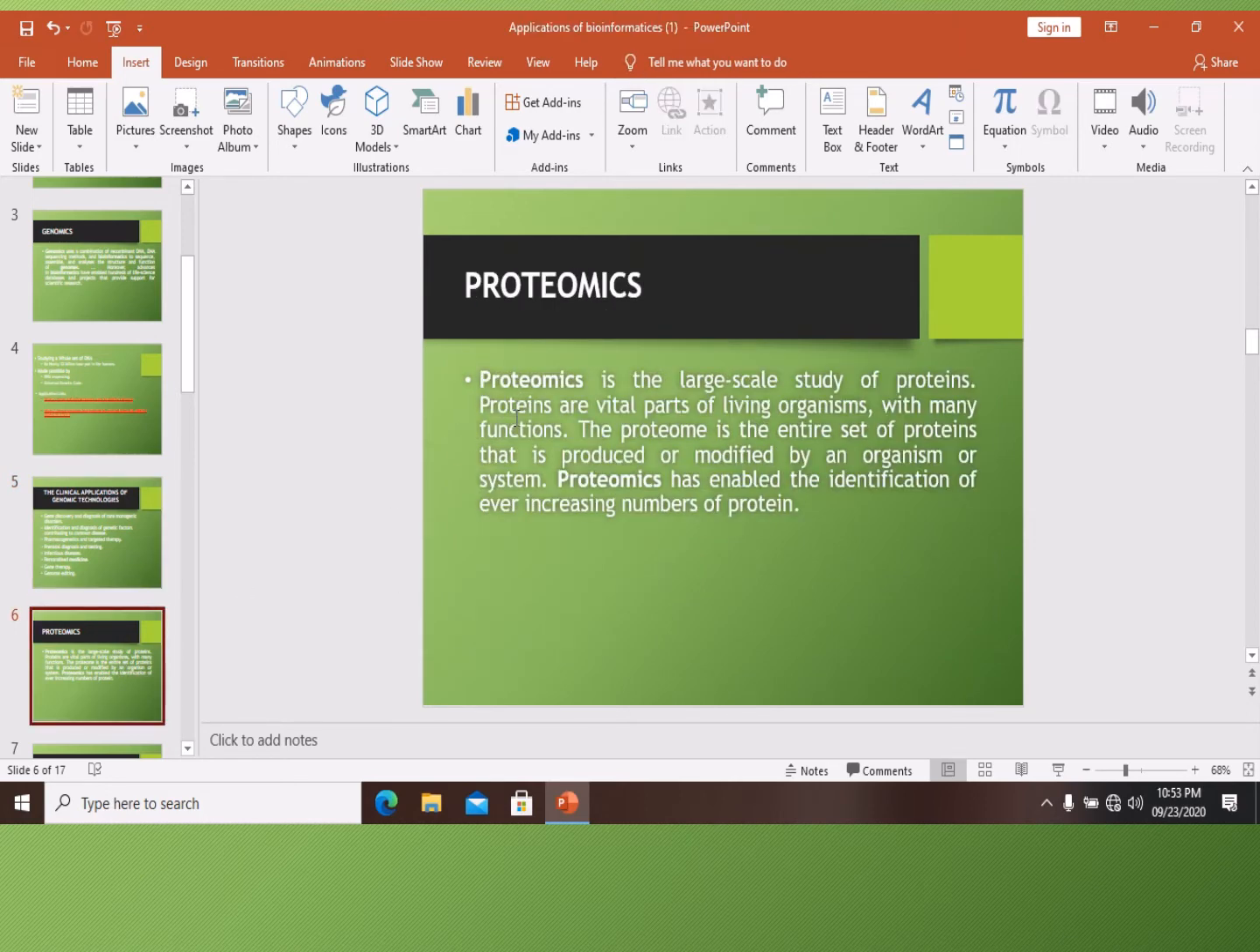And next one is proteomics, a larger scale study of proteins, and proteins are the vital part of living organisms with many functions. The proteome is the entire set of proteins that is produced or modified by an organism or a system. Proteomics has enabled the identification of an ever increasing number of proteins. So genomics is a study of the sequence of DNA and proteomics is the study of proteins in a living organism.